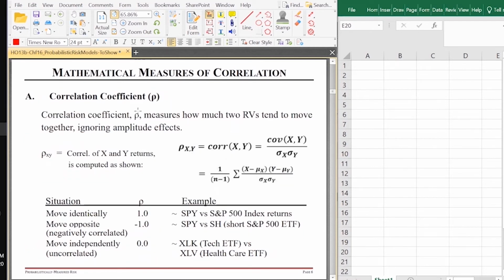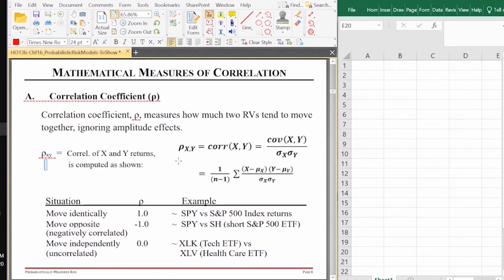So let's get started with mathematical measures of correlation. There are two important ones. The first one is the correlation coefficient, which we'll talk about now. The second one is beta, which we'll talk about in a few minutes. And the correlation coefficient, which everybody calls rho, Greek symbol, small case rho, measures how much two random variables tend to move together, ignoring amplitude effects. And if we're looking at the returns of two stocks, say X and Y, we typically say rho XY, and that means the correlation of X and Y returns.